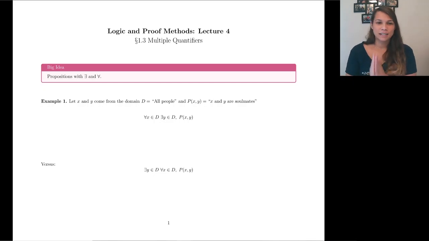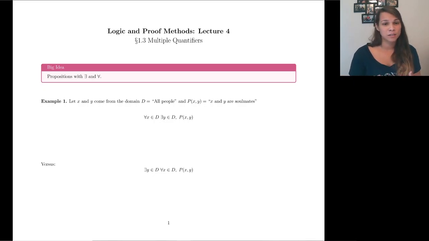Hey everybody! Today we're going to talk about propositions with multiple quantifiers. So we're going to try and see what a proposition looks like if we have a there exists and a for all statement in it. Just as an example, we're going to start without worrying about math. We're going to have x and y coming from the domain of people, and p of x, y is going to be the proposition x and y are soulmates.